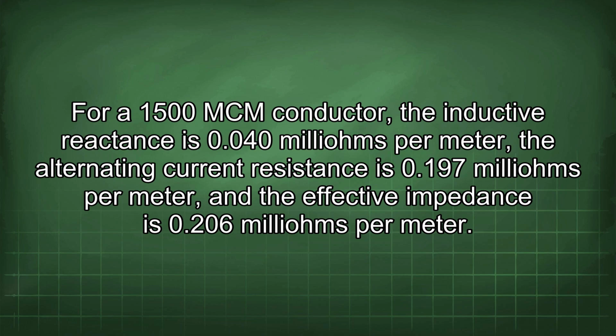For a 1500 mcm conductor, the inductive reactance is 0.40 milliohms per meter, the alternating current resistance is 0.197 milliohms per meter, and the effective impedance is 0.206 milliohms per meter. For a 1750 mcm conductor, the inductive reactance is 0.38 milliohms per meter, the alternating current resistance is 0.216 milliohms per meter, and the effective impedance is 0.224 milliohms per meter.